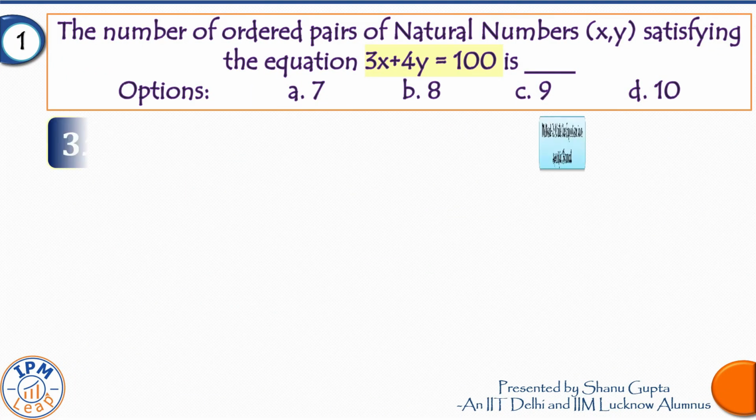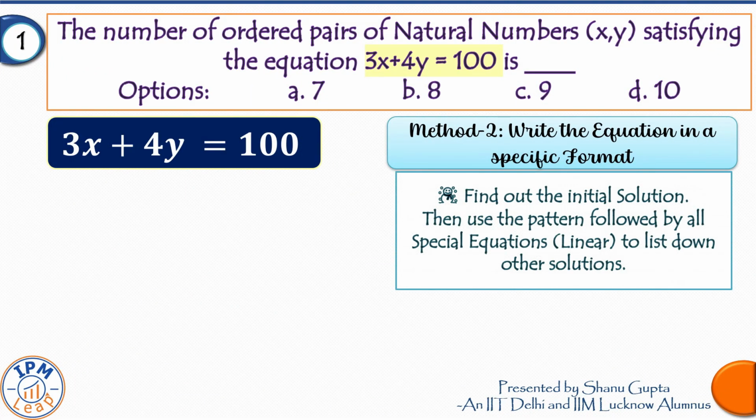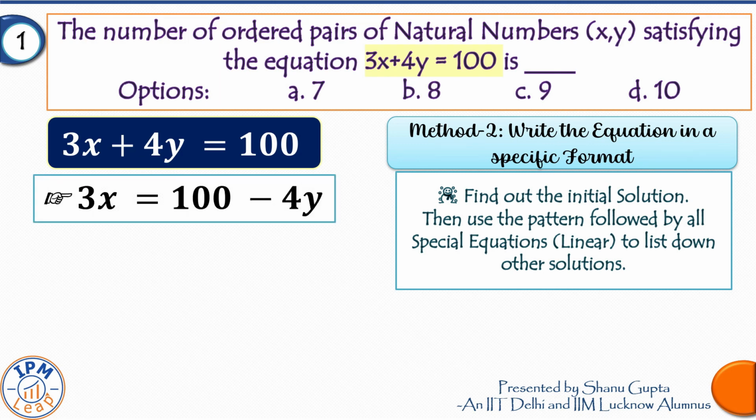In method 2, we simply rearrange the terms of the special equation and write it in a specific format to make our calculations and our iterations simpler. For this, we take the variable with the larger coefficient to the right hand side. 3 versus 4, 4 is bigger. So we take 4y to the right hand side. So the equation can be rewritten as 3x is equal to 100 minus 4y.